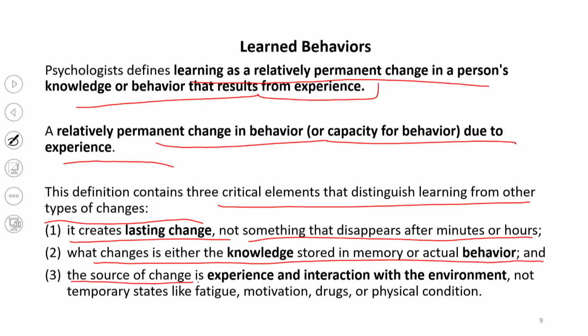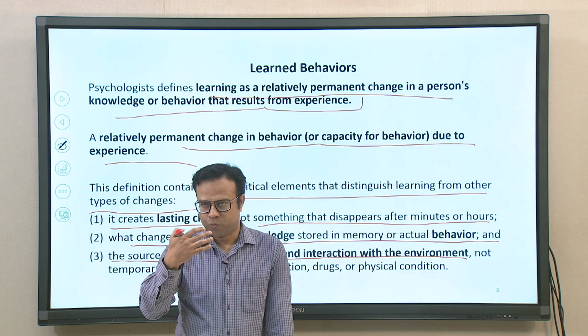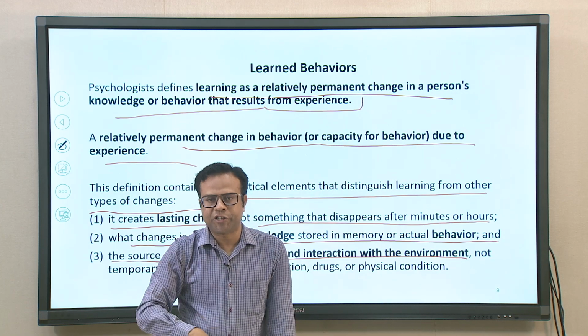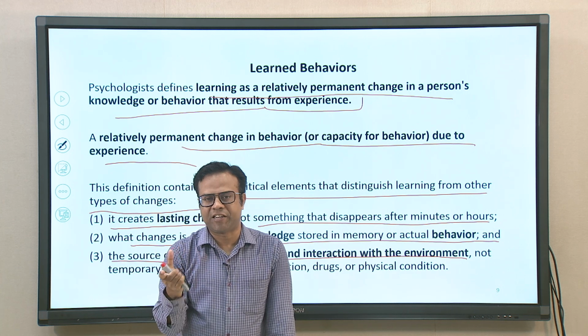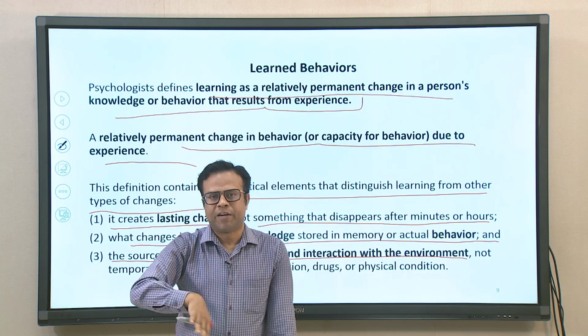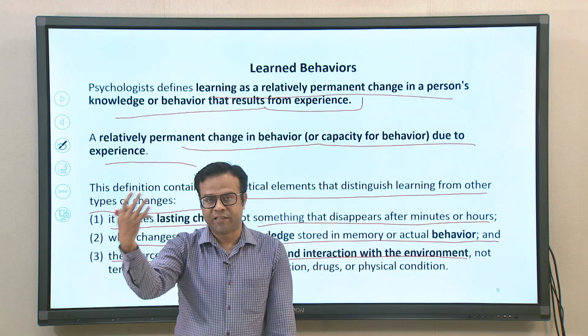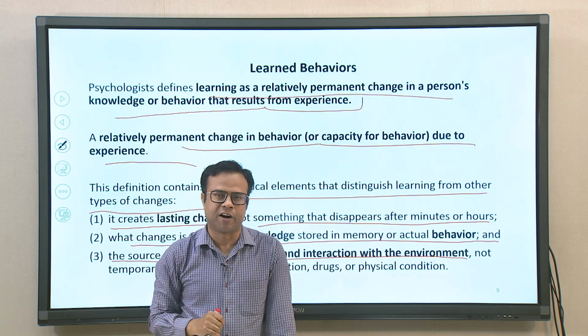The third element is that the source of the change is experience, or the interaction with the environment. How does this change happen? What is the source of this change? It is the experience. When we interact with the environment, the experience that we get out of that interaction is the source of this change, not temporary states like fatigue, motivation, drugs or physical condition. Through experience, interaction with the environment, certain relatively permanent changes happen, particularly in the actions or in the knowledge system, and then we call it learning behavior.